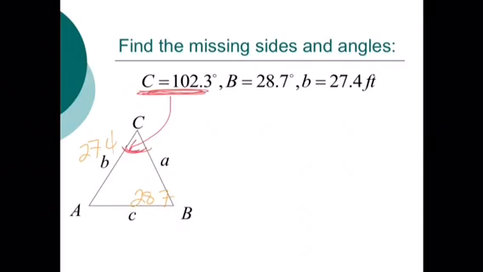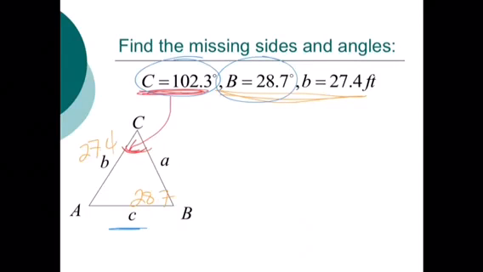Alright, noting that we have a corresponding set, we have a side and an angle that correspond. I now want to figure out what I am missing. I have two angles and one side. Since I have two angles and one side, I can use my standard form to help me solve for another side, which would be side C. So I'm going to go ahead and set up a ratio to help me solve for side C.